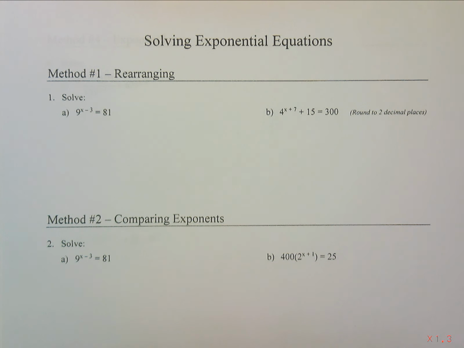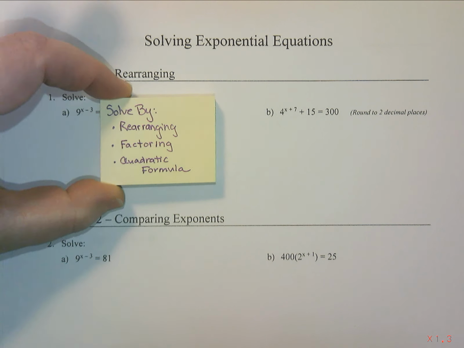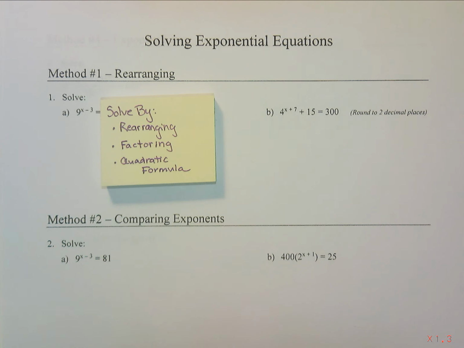In this video, we're going to talk about solving exponential equations using rearranging. So as we've been talking about solving any type of equation, we said there's three main things that we do. We either solve by rearranging, which works well when you have one term that has a variable. We might solve by factoring if something factors, or quadratic formula if it's in the right format.